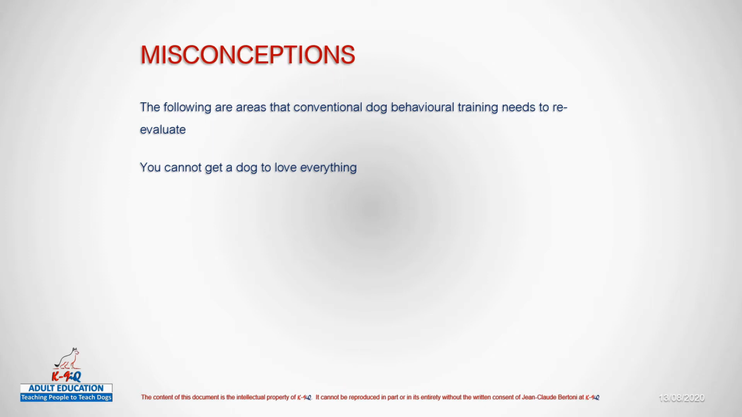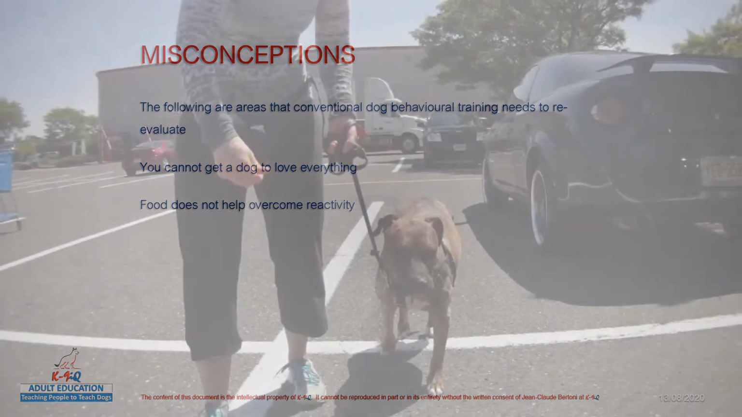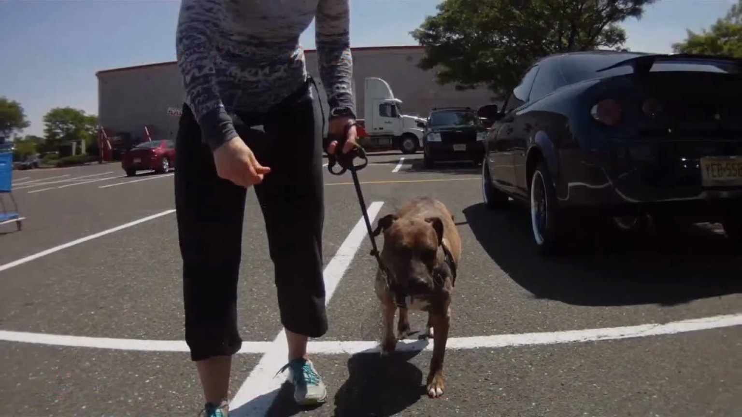The next thing is that if you're looking at a lot of YouTube videos, just about everybody is using food to overcome reactivity. For some amazing, miraculous reason, a piece of food helps overcome the dog's fear of just about everything or the aggression towards something. And it doesn't work. And I'll give you a really good example.